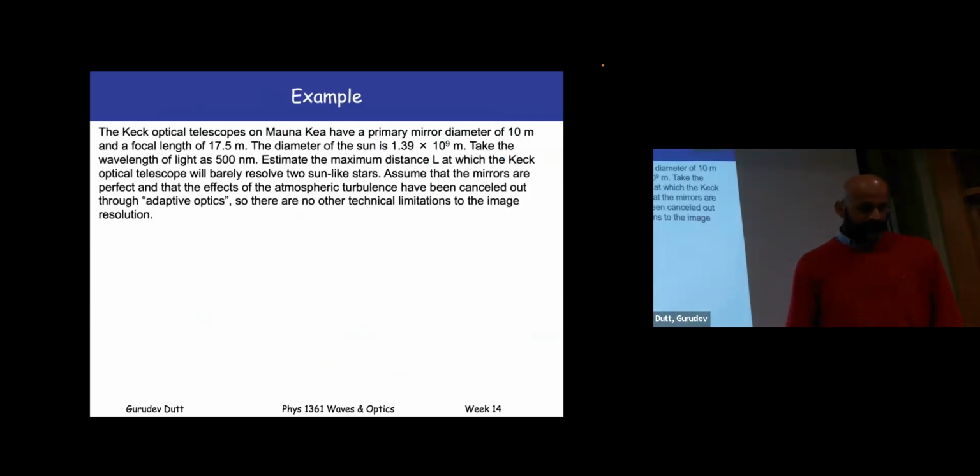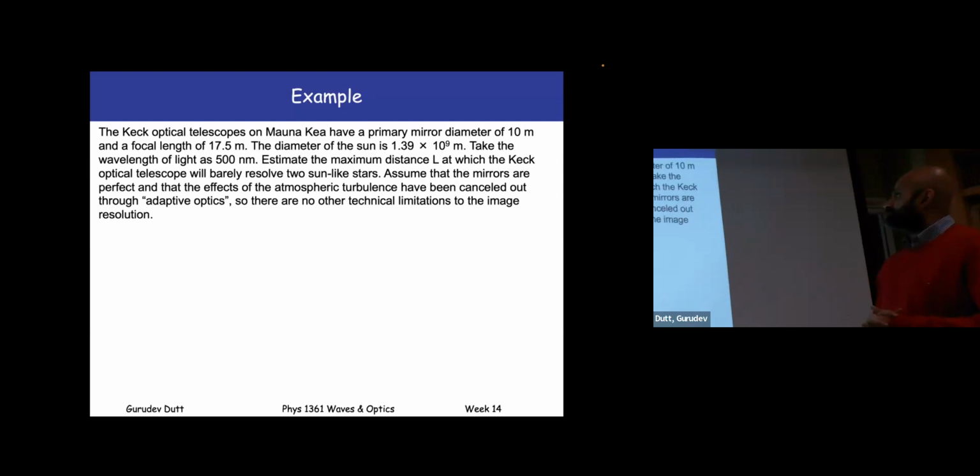Okay, so I just want to do a quick example. We did one example in the last class where, when you're looking at a TV which has LED pixels, we asked what the minimum distance is at which they are no longer resolvable and you can't see the pixels in the LED display. This is a very similar problem, but now with a telescope.